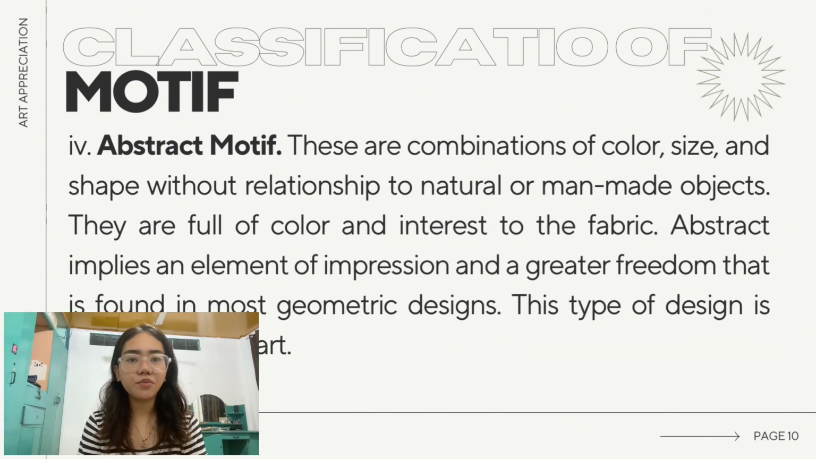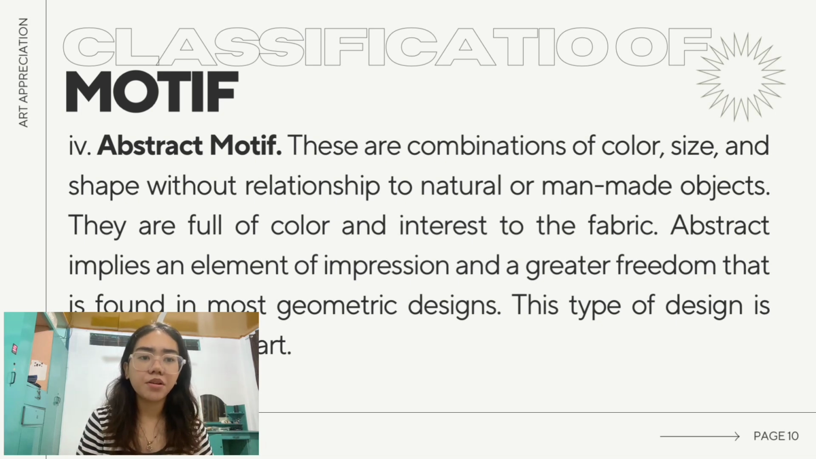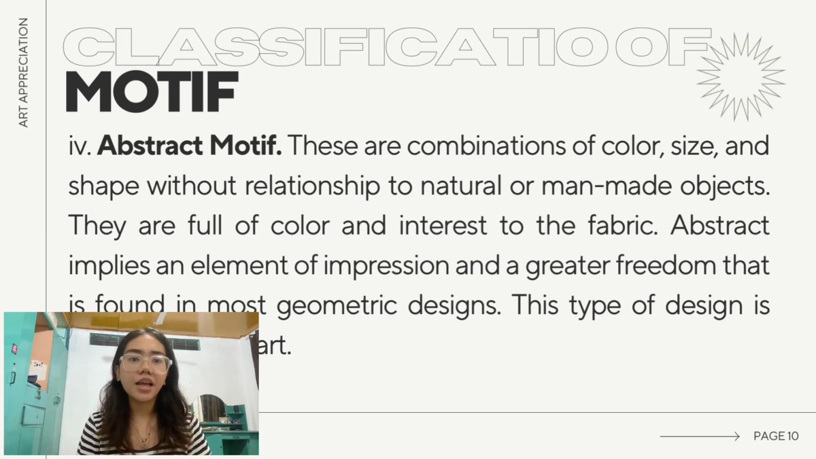So the last one, we have abstract motif. Abstract motifs are made up of shapes, colors, and sizes that do not represent any real object, either from nature or something man-made. They are not meant to look like flowers, animals, people, or any specific thing. Instead, they are often used just for visual interest and style. These designs focus more on how the elements are arranged and how they make the fabric look, rather than copying anything from the real world.